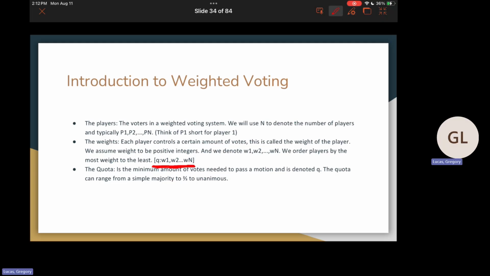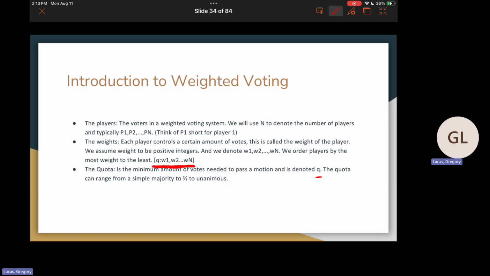and then we have this Q. The Q is the quota. This is the minimum amount of votes needed to pass a motion and is denoted by the letter Q. The quota can range from a simple majority to 2/3 to unanimous. There are no rules for Q. Depending on the situation, Q could be really any number.